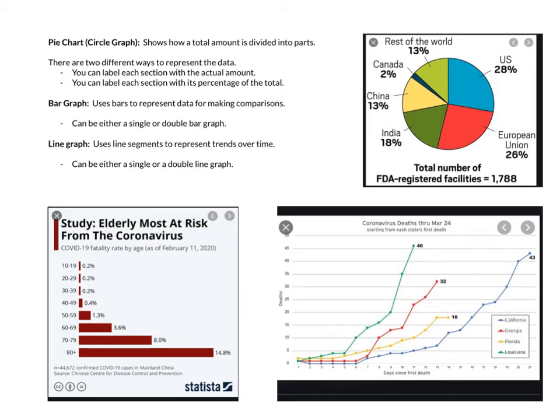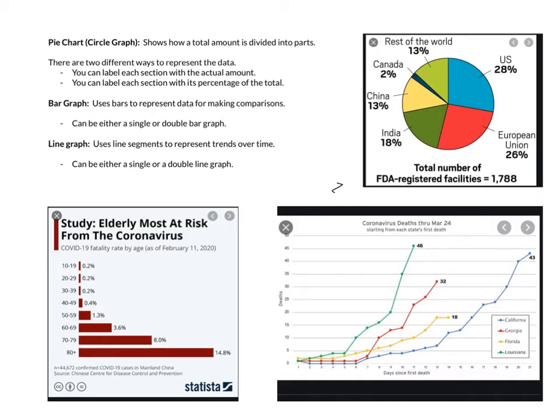A pie chart or a circle graph shows how a total amount is divided into parts. There are two different ways you can represent the data. You can label each section with the actual amount, or you can label each section with its percentage of the total. So for instance, over here, we have a circle graph, and it says the total number of FDA registered facilities is 1788. Inside that pie chart, we have the breakdown.